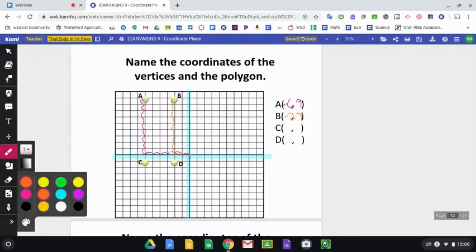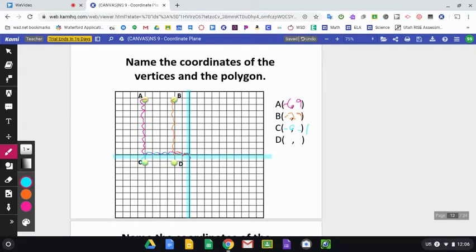Oh my goodness, point C. Here we go. Start at the origin. 1, 2, 3, 4, 5, 6. Same as A. Left 6, so I put -6. Down 1, -1.